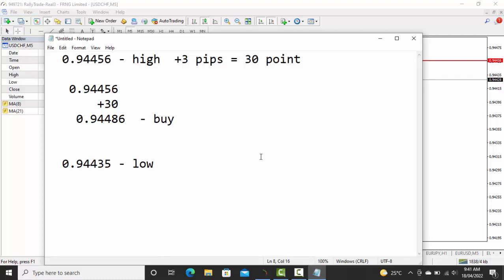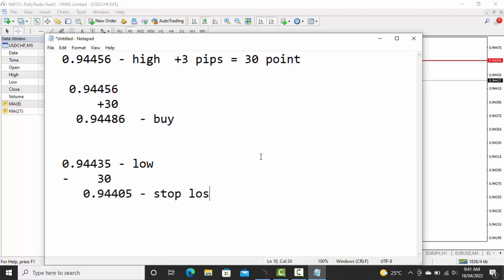So this time I will deduct 3 pips from this low to get my stop loss. So minus 30, that will give me my stop loss. So my stop loss is going to be 5, and 3 minus 3 is 0. Every other thing remains constant. So 944, then 0. So this is my stop loss on this setup.